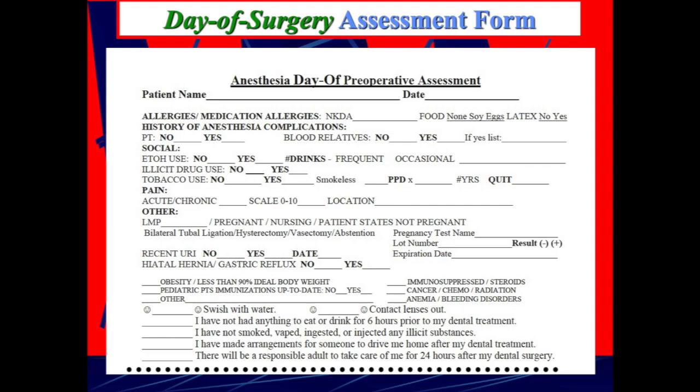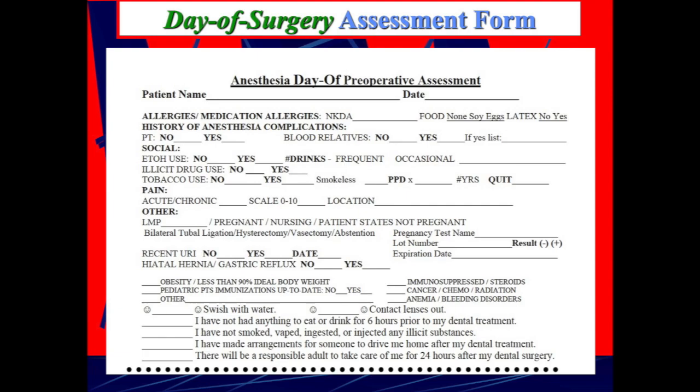A recent URI is an upper respiratory infection. And it's important to know, especially if it's something where they currently have that or they just recently got over that, because they might be infective. And we'll want to note the date on that. You might consider postponing the procedure. And I know we hate to postpone a procedure when we're all set up and ready to go for it, but you want to be safe.